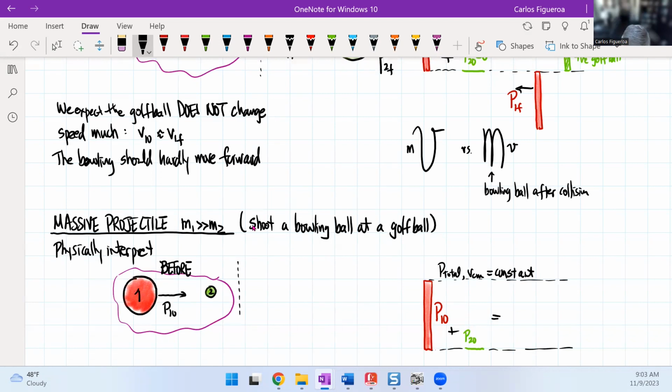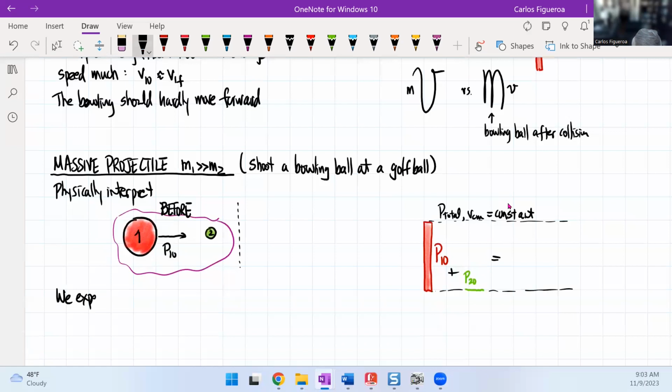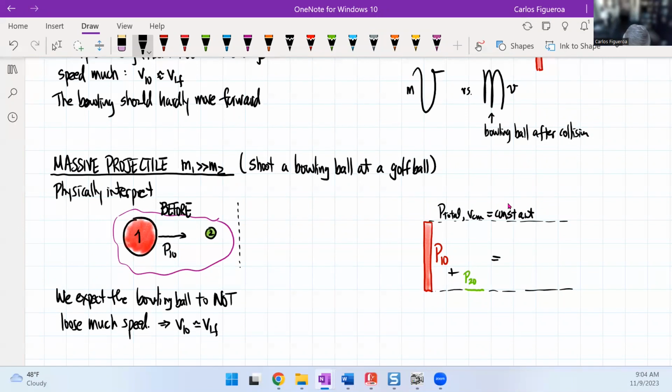So what do we expect to happen in this situation? Well, what we expect here is that the bowling ball is not going to lose very much speed. So we expect the bowling ball to not lose much speed. I mean, it's not the same, right? But if I have a Mack truck hitting a moth, the deceleration of that Mack truck is almost zero. The bowling ball versus the golf ball is analogously the same here. So in other words, we expect that the initial speed should be almost the same as the final speed.